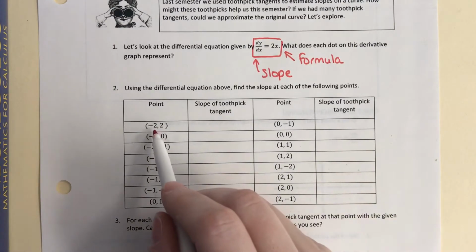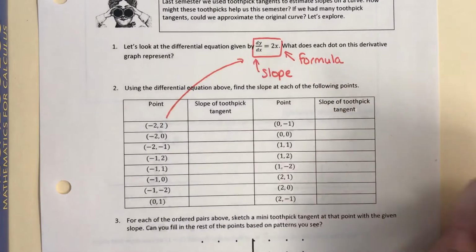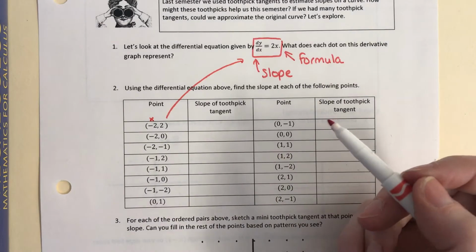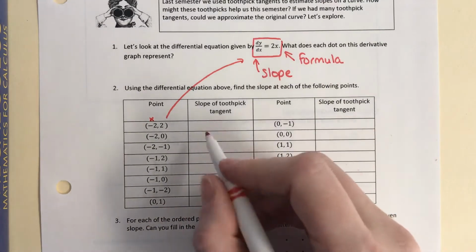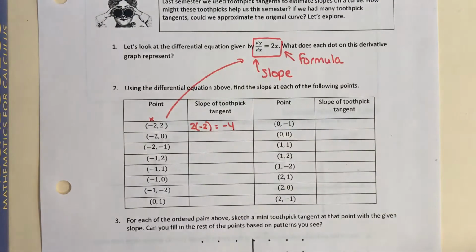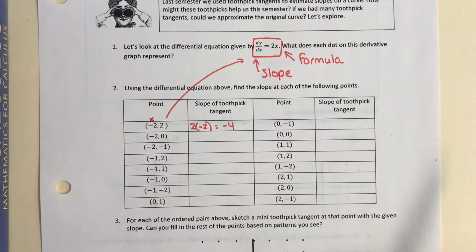So at this point, negative 2, 2, if I use my slope formula, which is 2x, right? I'm only going to use the x value though because there's no y value, so I'm going to plug in negative 2 for x, and we get a value of negative 4. So we're going to be finding the slopes at all of these different points here. So now would be a good time to pause the video and go ahead and fill this chart in, and then you can unpause and pick right back up so you can check your work.